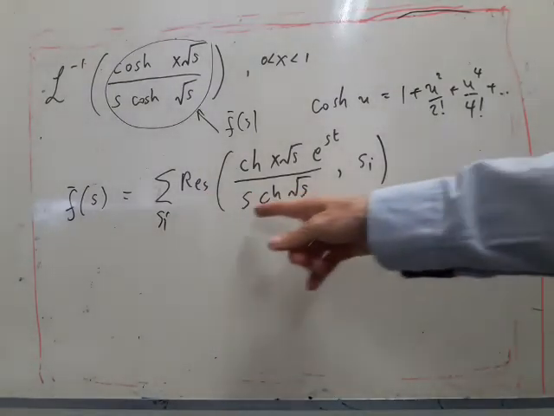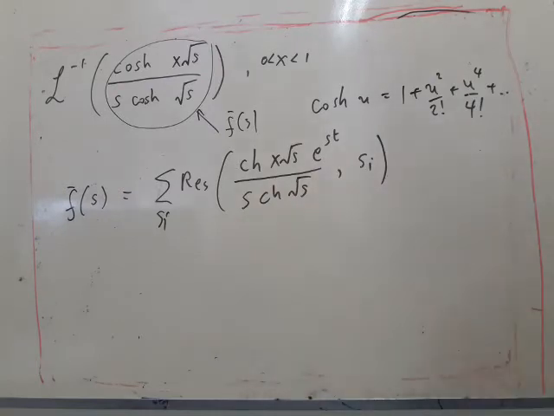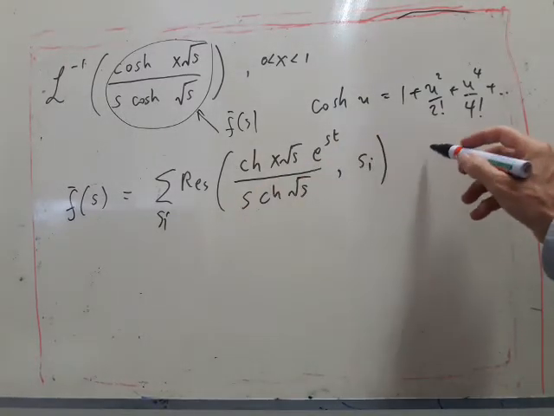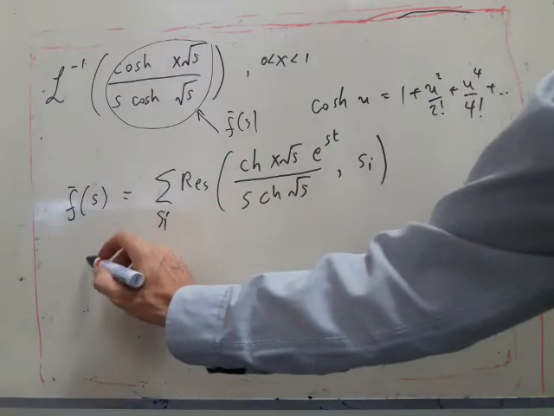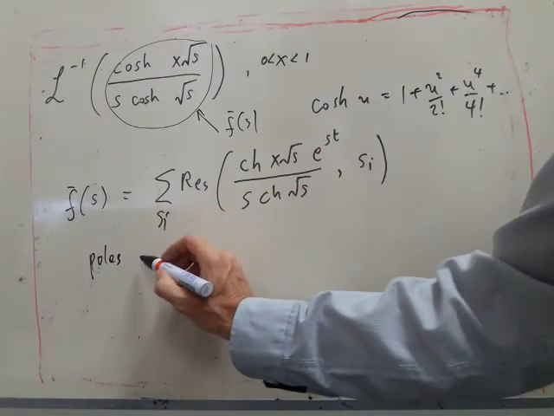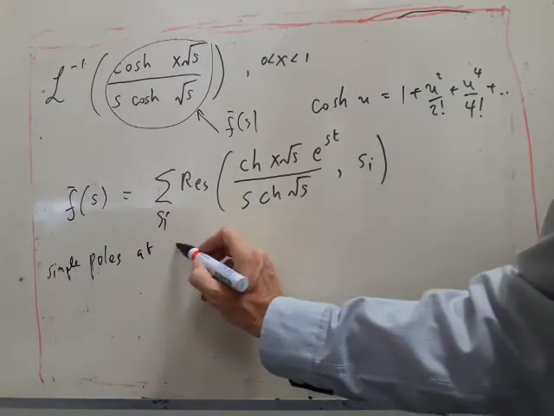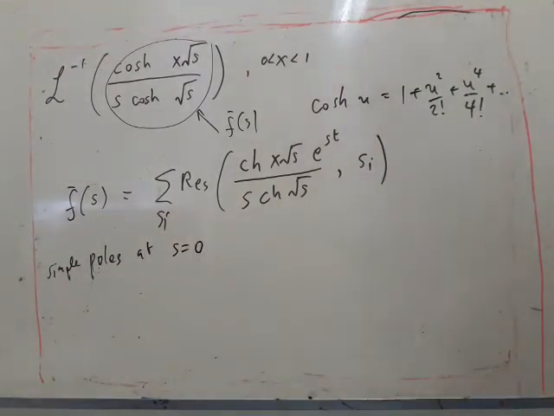So the poles are going to originate obviously from this term here. We're going to have poles, a simple pole obviously at s equals 0. So we have poles, I should say simple poles at s equals 0.